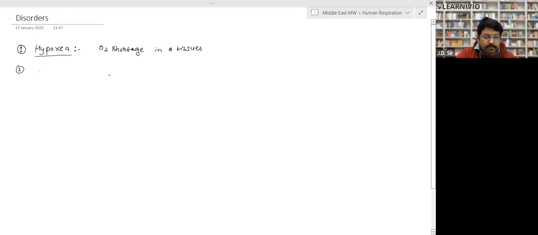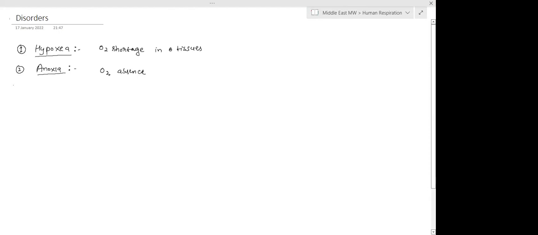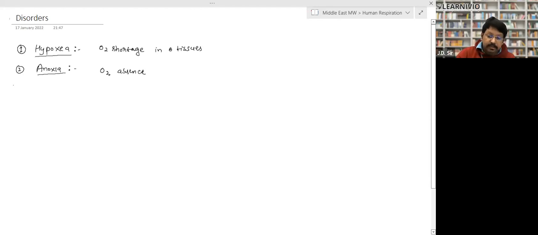Next term is, what is anoxia? Note it down, guys. It is the absence of oxygen in inspired gases, arterial blood or tissues. That is anoxia. Absence of oxygen in inspired gases, arterial blood, or tissues.